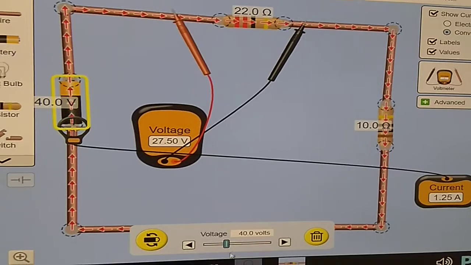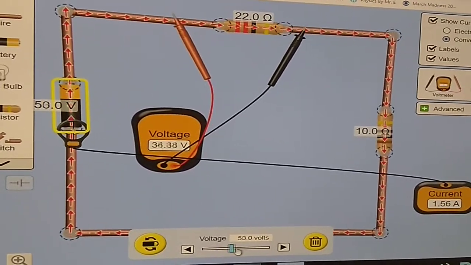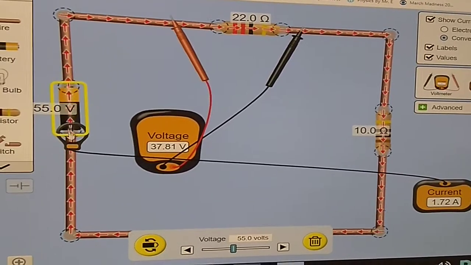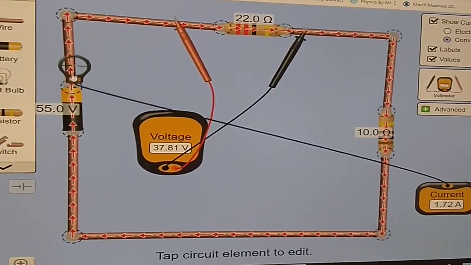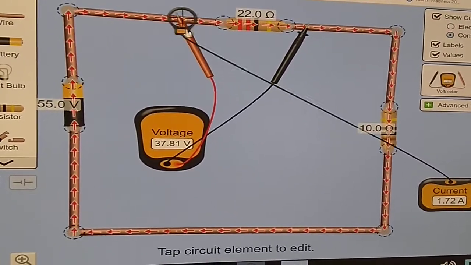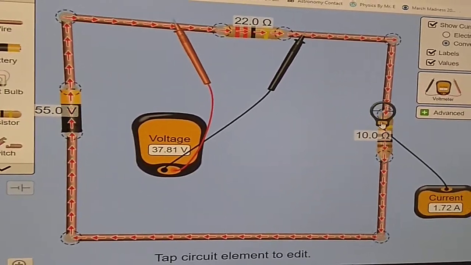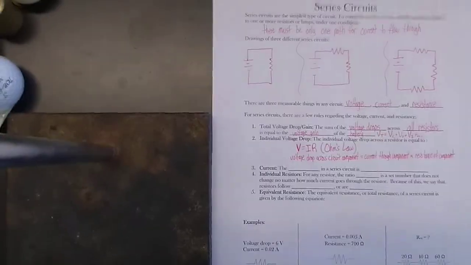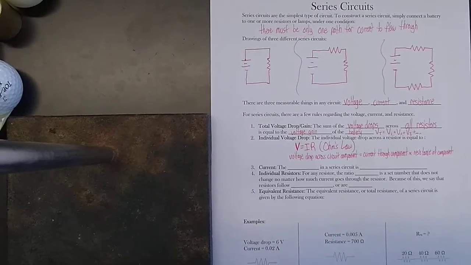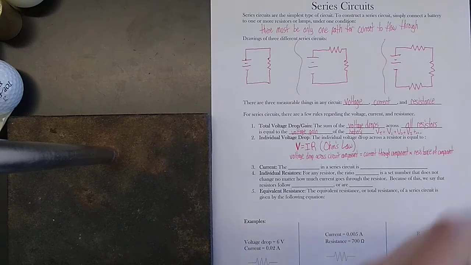If I change the voltage, that's going to affect the current. But the current is still the same at all locations, given that you're not changing the parts of the circuit itself. The current is the same at all locations. That's a really important piece for series circuits. That's one of the main rules. Matter of fact, it's in the reference tables.